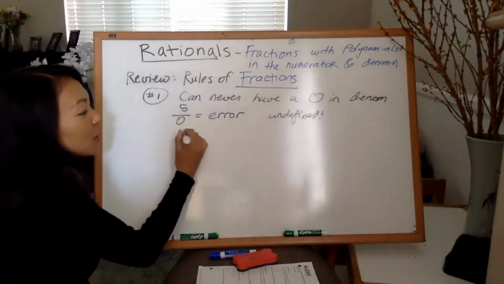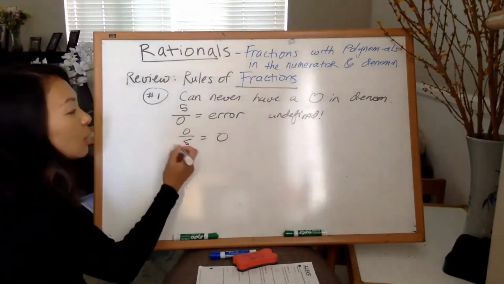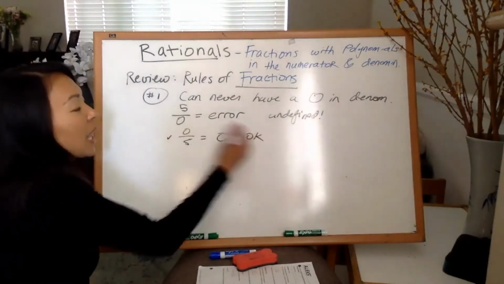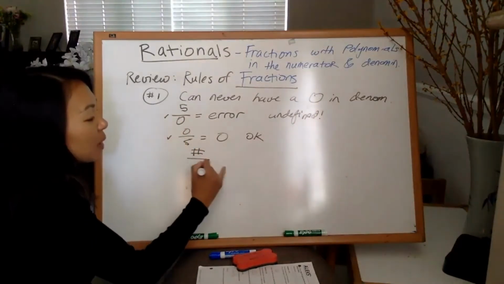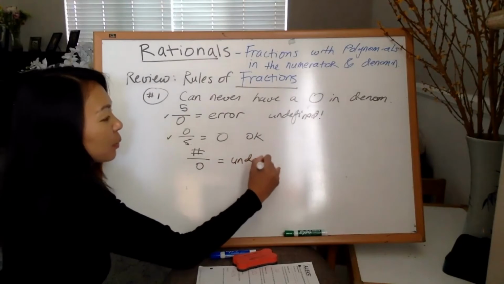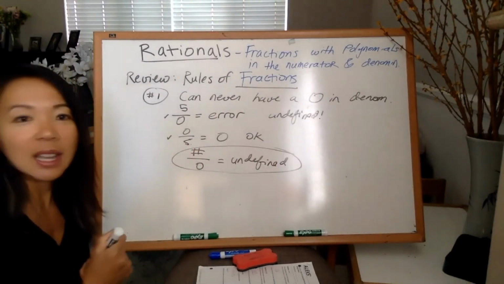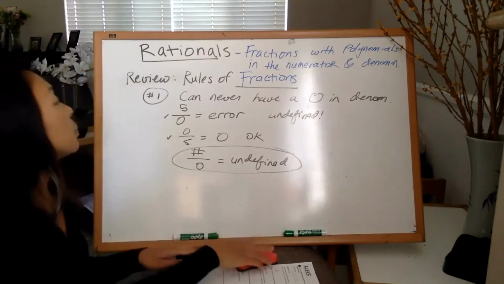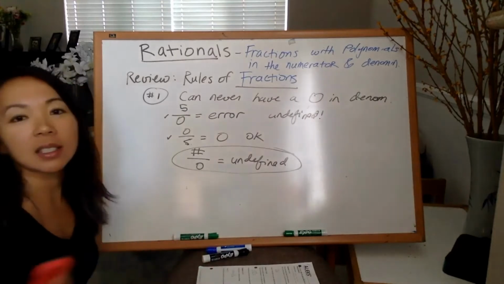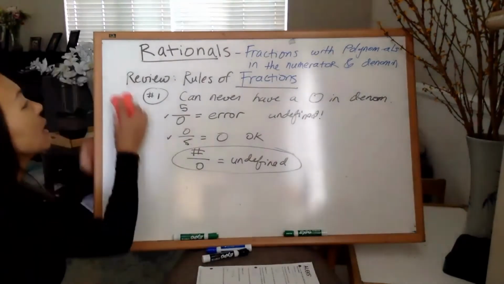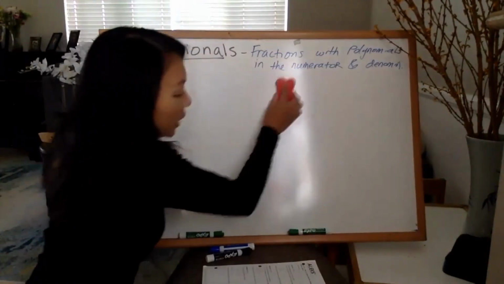However, please note if you put 0 over 5, that's a-okay. That just equals 0. So 0 over 5 is okay, but anything divided by 0 is not okay. Any number divided by 0 is going to be undefined. So that's the first rule of fractions that we want to look at. I'll go over other rules of fractions as we go along and talk about how they pertain to rationals. But right now, let's take a look at number 1 and 2.